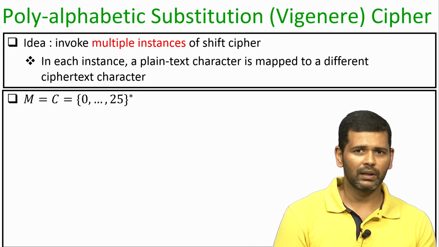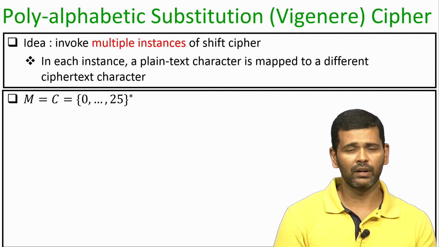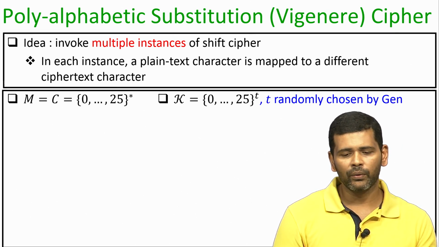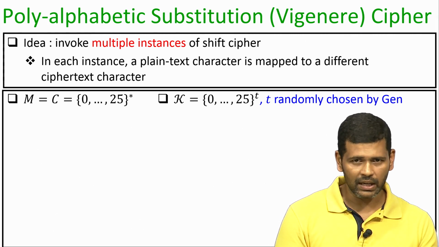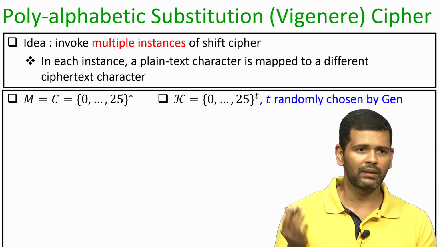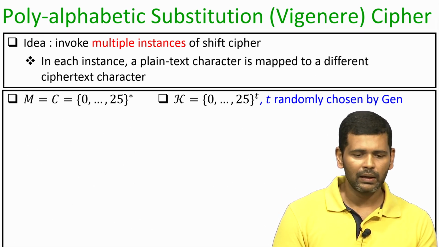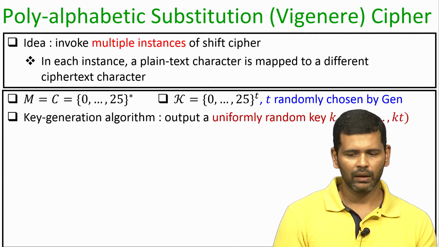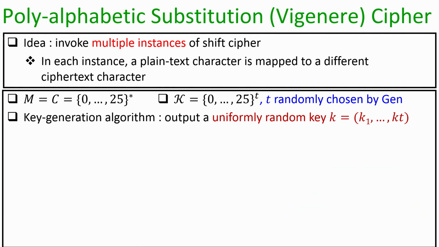So, again here the message space, the plain text space and the ciphertext space is the set of all possible strings over the set 0 to 25, and the key space is now going to be a string of length t, where t is also randomly selected by the key generation algorithm, and the value of t could be anything with the minimum value of t being 1, and the value of key is going to be any string of length t over the set 0 to 25. That means your key generation algorithm is going to output a key consisting of t characters, where t is also randomly selected by the key generation algorithm, and each character of the key is going to be one of the values in the set 0 to 25, right.